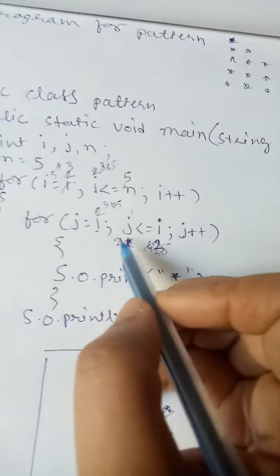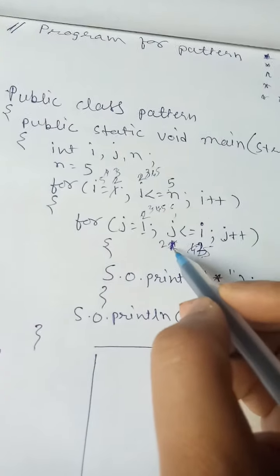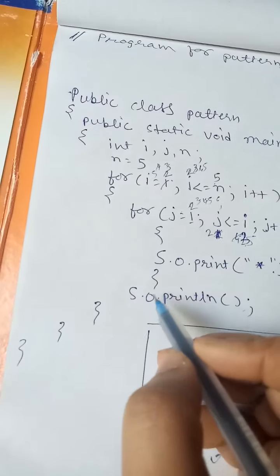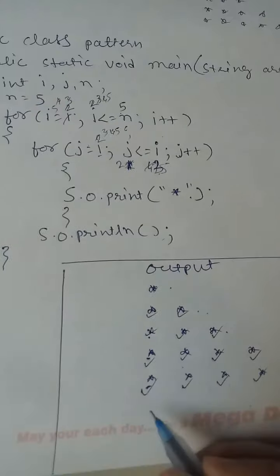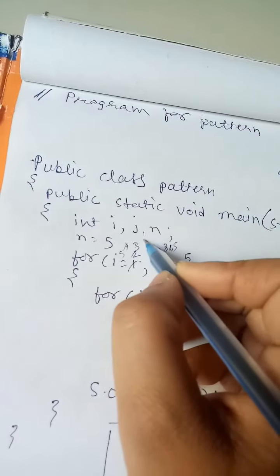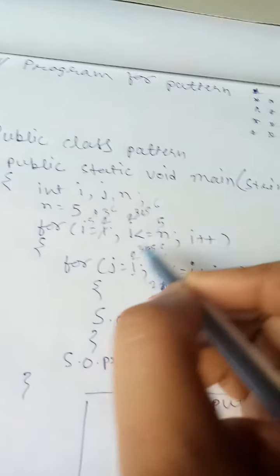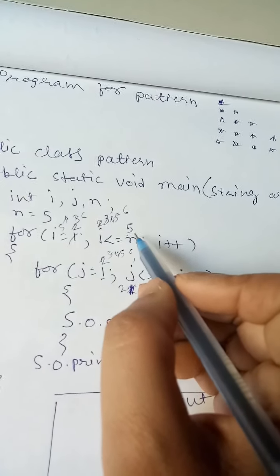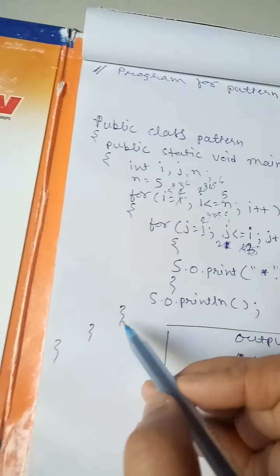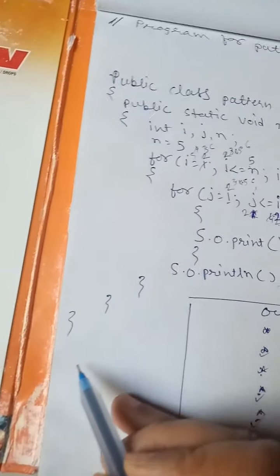Then j will be updated and j becomes 6. Then we will check whether 6 is less than or equal to 5. No, condition is false and we will come out of the loop and our cursor will move to the next step. Then i will be updated and now i becomes 6. Then again we will check whether 6 is less than or equal to 5. No, 6 is not less than or equal to 5, so we will come out of the outer loop also, and our program will be over here.